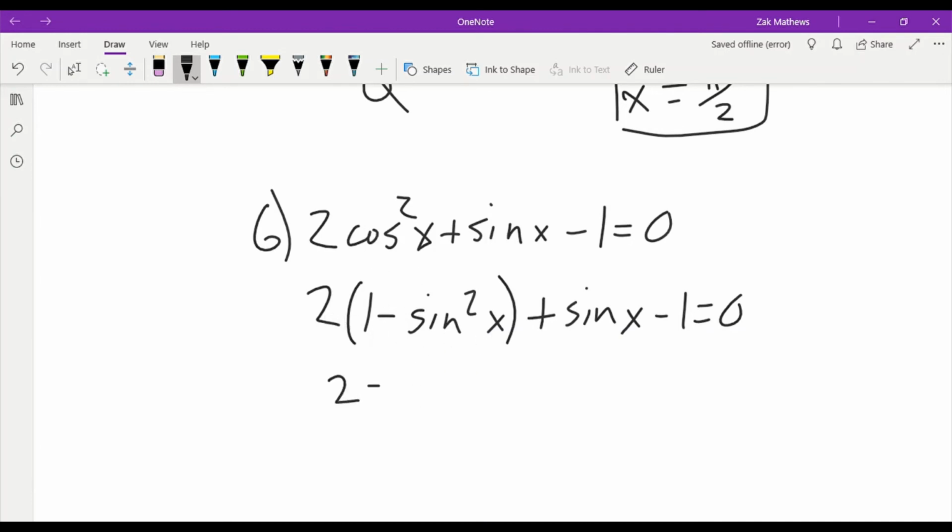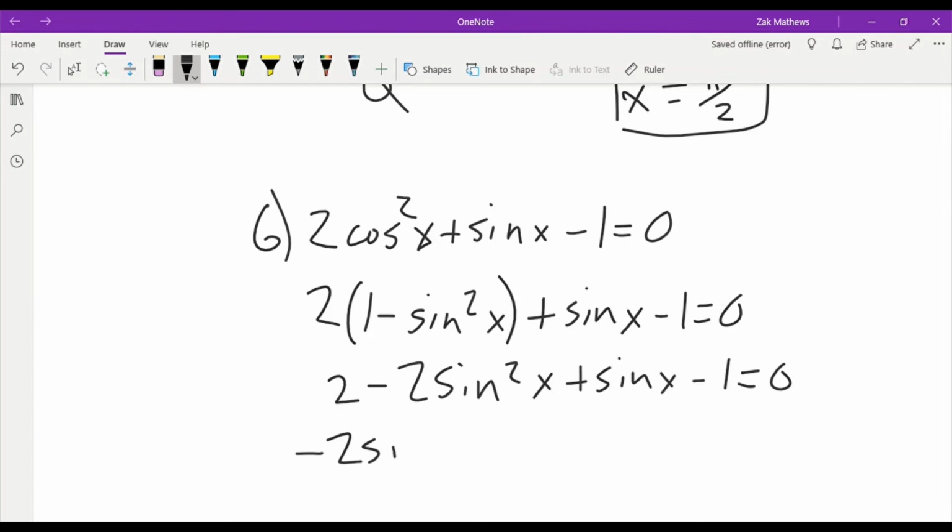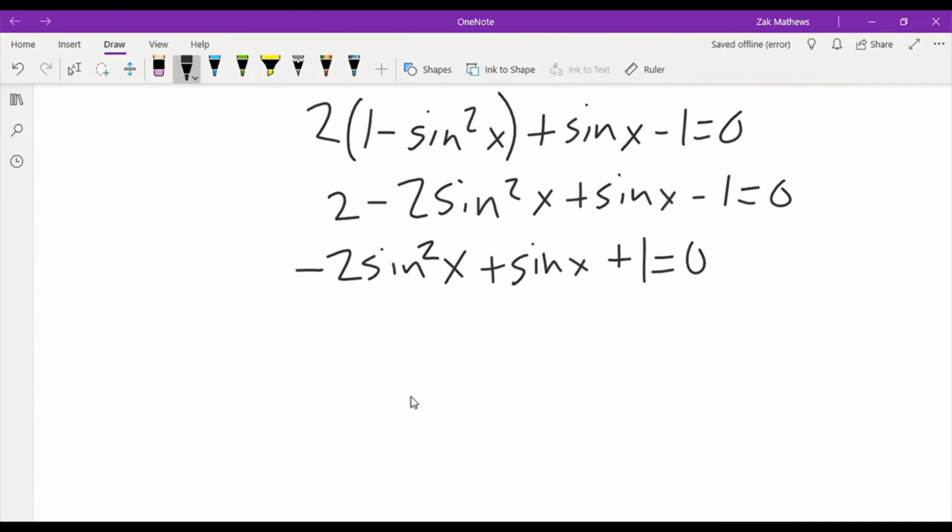So I'll get 2 minus 2 sine squared x plus sine x minus 1 equals 0. A little simplification, I'll have negative 2 sine squared x, then the sine x, and then 2 minus 1 will give me 1. And now we're to the same point we were just a second ago. I need to factor this. So it does factor: negative 2 sine x, that's going to be a 1, sine x. Now I might have that negative actually in the wrong spot. We'll figure that out in just a second.